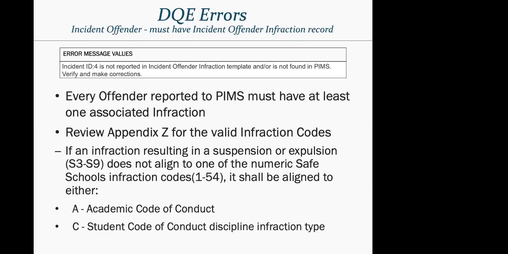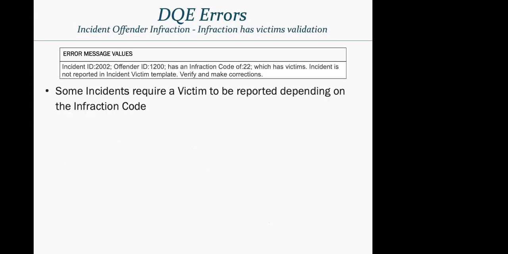And a couple years ago, they put in a rule which said that if a student is suspended or expelled but does not fit one of the infraction categories, you still must report it. And therefore, you must say why. It would either be an academic code of conduct, maybe they cheated, or a student code of conduct, they were misbehaving in some fashion. So if a student is mouthing off to the teacher, that's not one of the 54 infractions, but you might give them suspension. You would then need to indicate that.